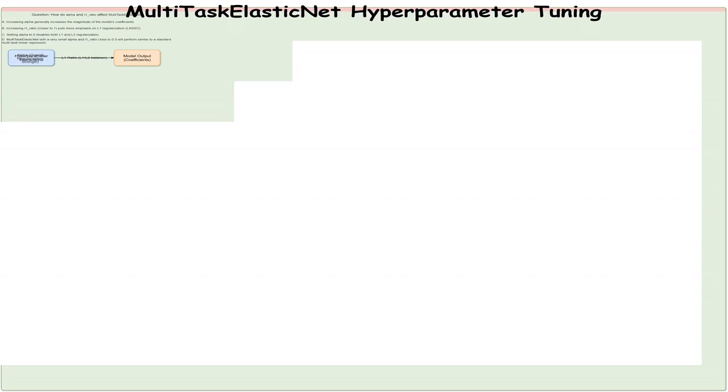This is the core question. I want to understand how these two hyperparameters, alpha and L1 ratio, influence the MultiTaskElasticNet model's behavior and resulting coefficients. It's like tuning an instrument to achieve the perfect sound.